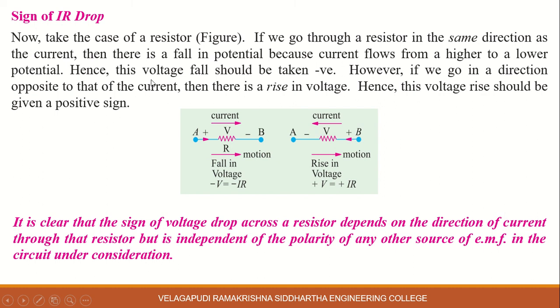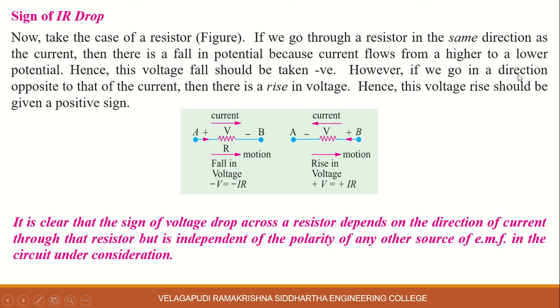Hence this voltage fall should be negative. Again, if we go through a resistor in the same direction as the current, then there is a fall in potential. If you observe this figure, this voltage falls from positive to negative, so that's why it is a fall in potential. Hence this voltage fall should be negative, and that's why it is represented with minus V.